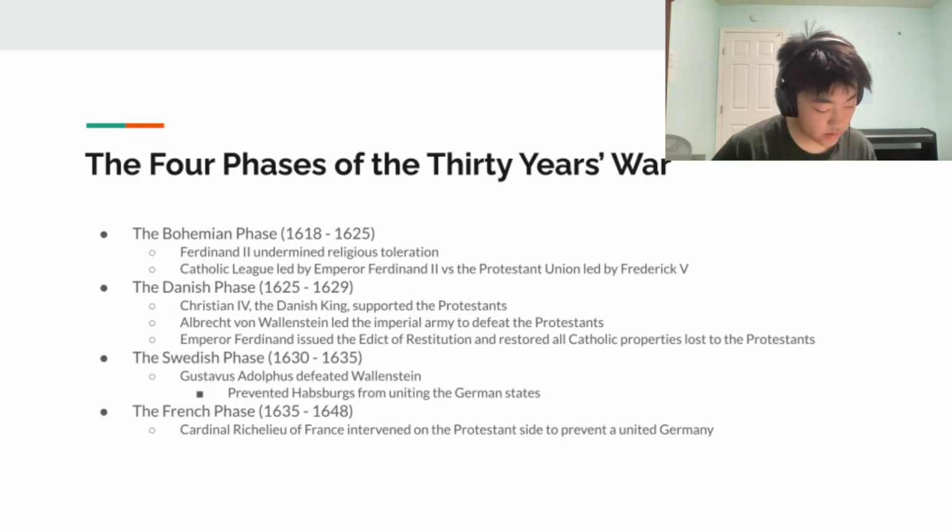And finally, the French phase. Since Gustavus Adolphus died, Cardinal Richelieu of France, as a politique, disregarded his religious belief in favor of supporting a broken-up Germany, and France joined on the Protestant side. They ravaged Germany and compelled the Catholic powers to begin serious negotiations.